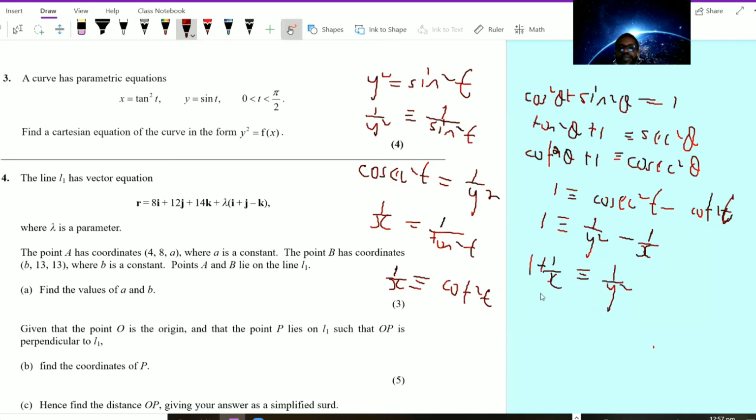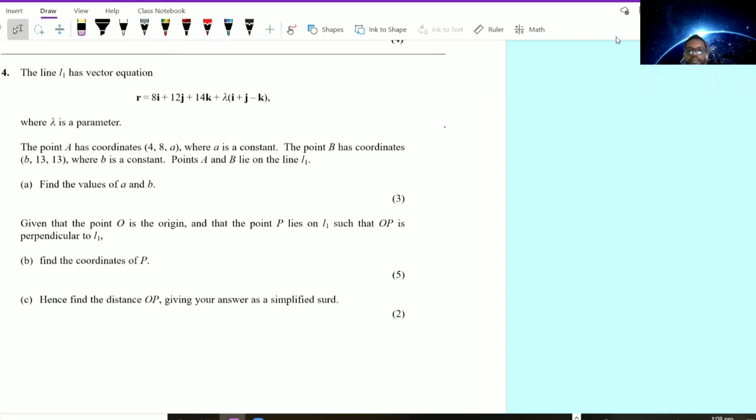Now, of course, you want to express this as a single fraction. So put this over 1. The LCM is x. So it's going to be x plus 1 over x equal to 1 over y squared. We reciprocate both sides. So x over x plus 1 is equal to y squared, right? Which is practically the same answer. So there are different ways of doing the same question in most cases.